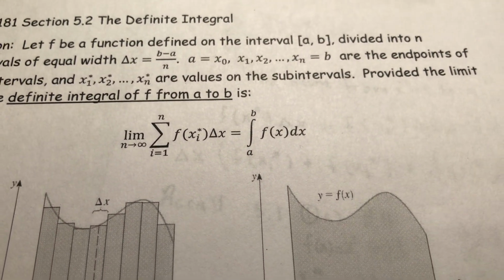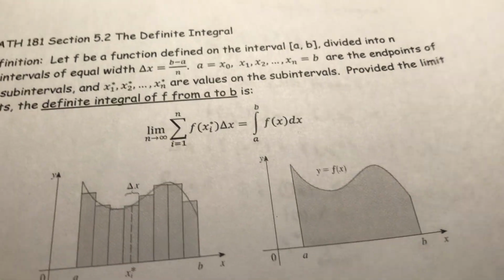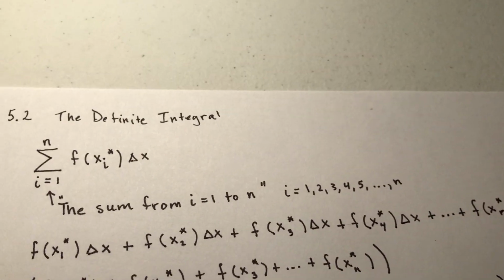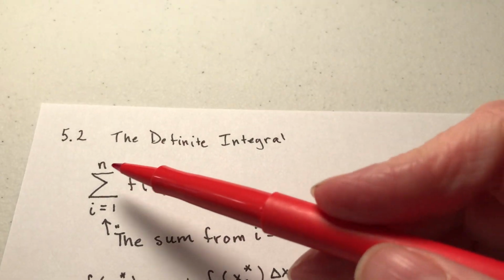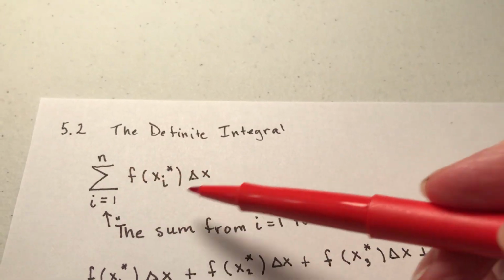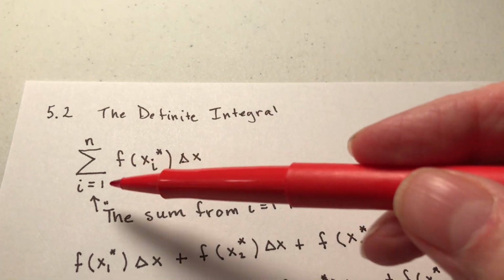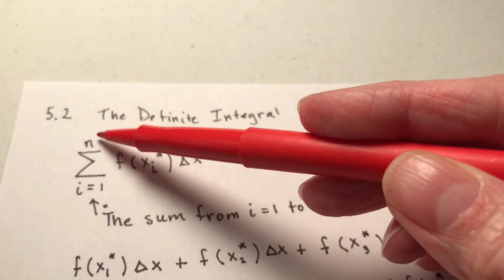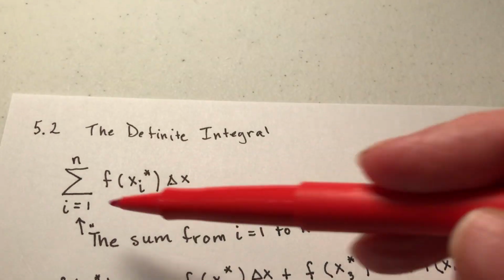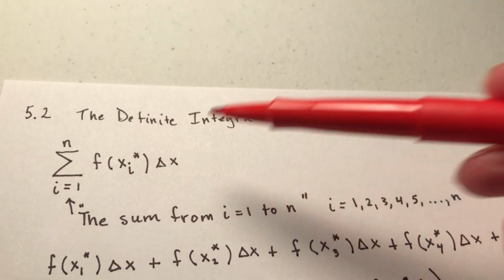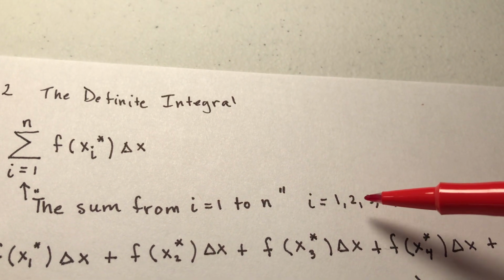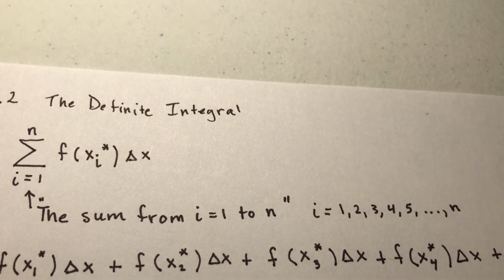And let me tell you a little bit about this notation. We didn't have a lot of experience doing this yet, so this is a notation for writing sums very compactly, and that's read the sum from i equals 1 to n, from down here to up there, of f of x sub i star delta x. Now, i equals 1 to n means i is equal to 1, 2, 3, all the way to n.